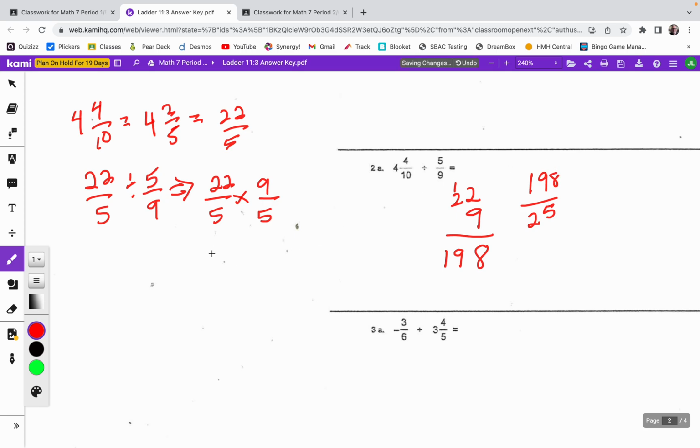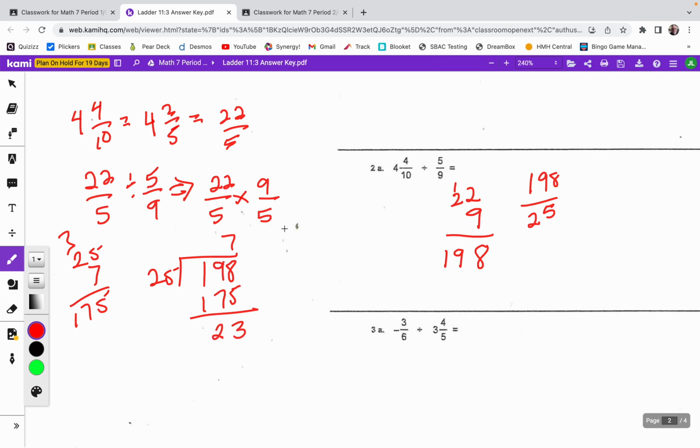And if I do 198 divided by 25, I'm going to get 7. 7 times 25 is, let's see, 175. Let's see what we have left over. We've got 23 left over. So 7 and 23 25ths.